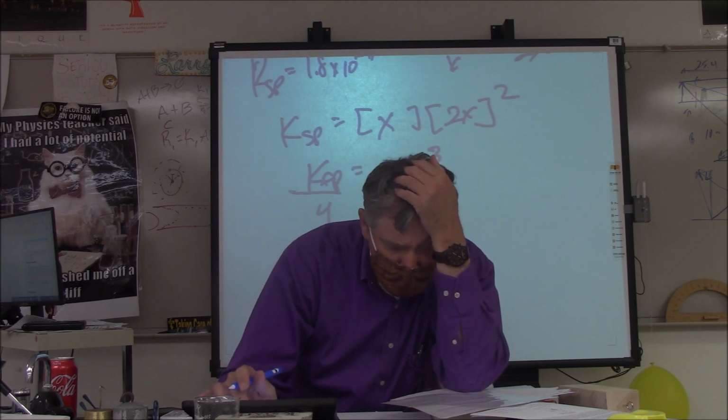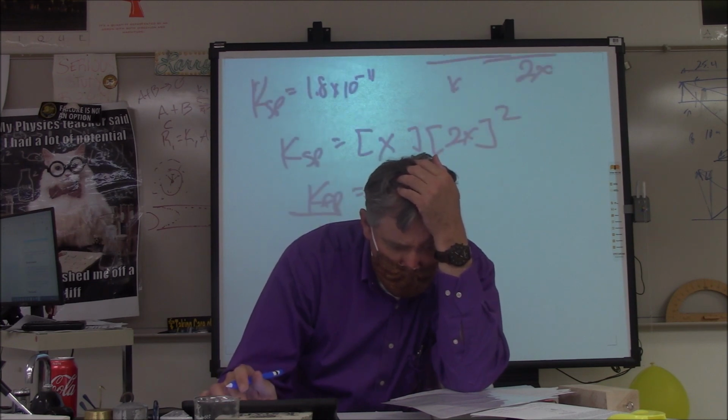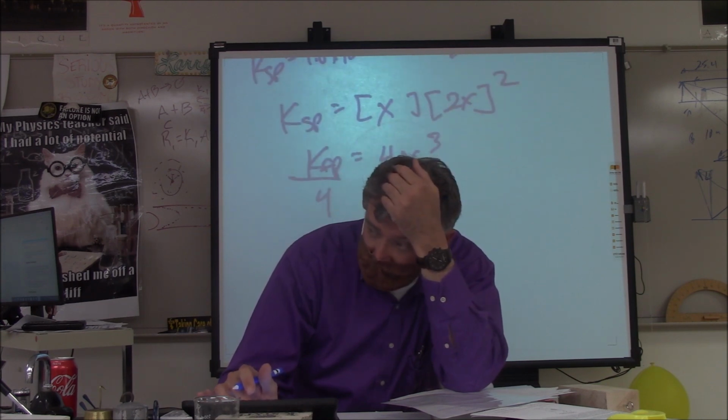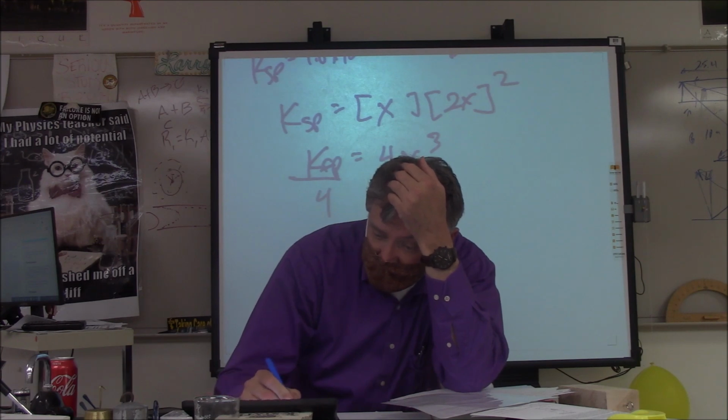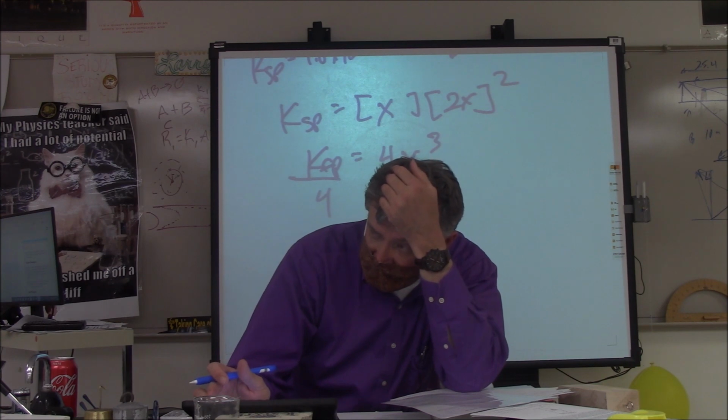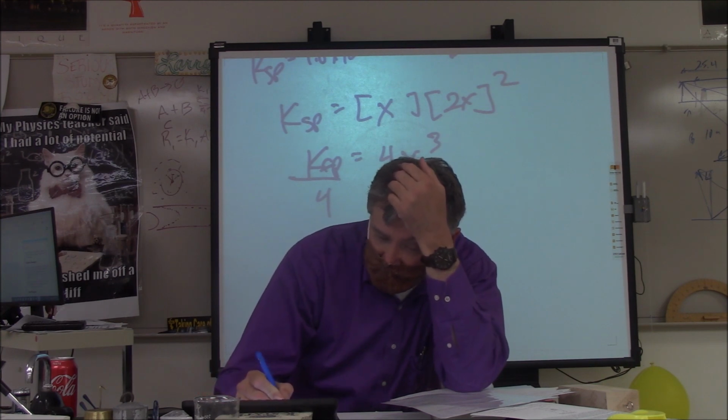You sure? Yeah. I got 0.65. What'd you get? Just divided by 4? Yeah, you're going to divide by 4 and then take the cube root of it. 1.65 times 10 to the negative 4. Yeah, that's what I got.